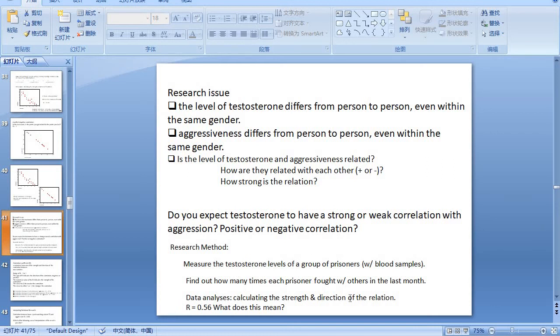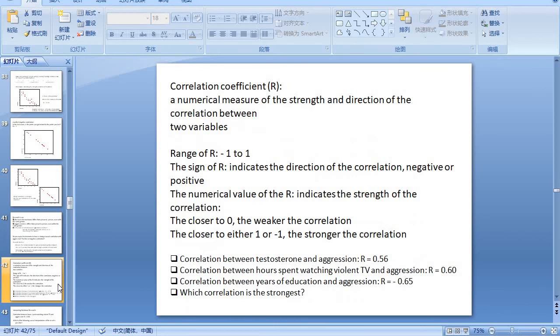And then you do the calculation. Suppose you find R equals 0.56. What does this mean? This means you have a positive correlation. And this positive correlation is kind of strong. It's pretty strong, 0.58. Let's summarize a little bit. Correlation.